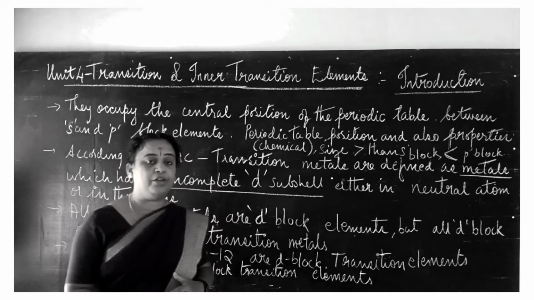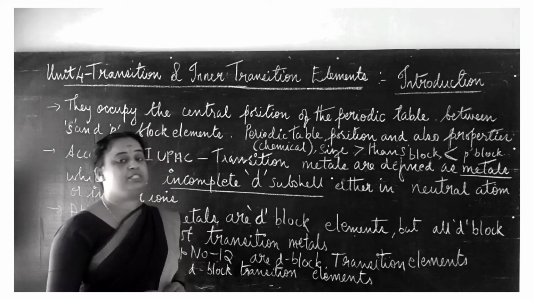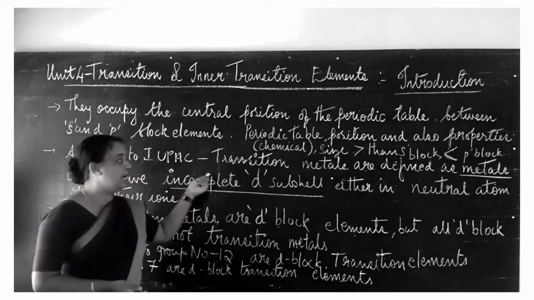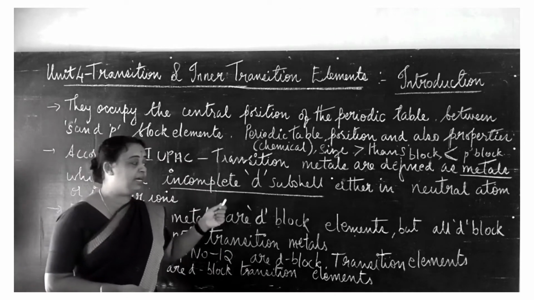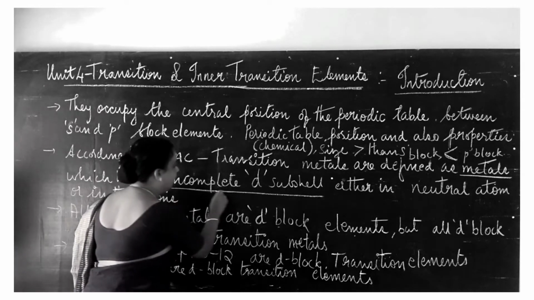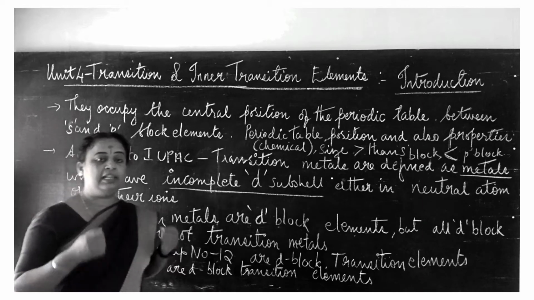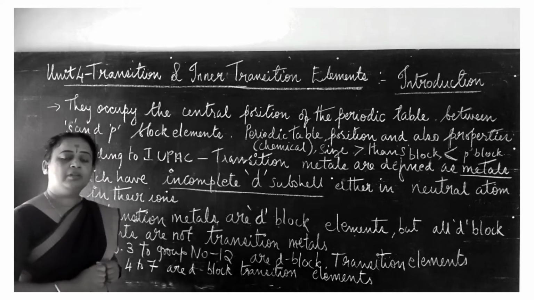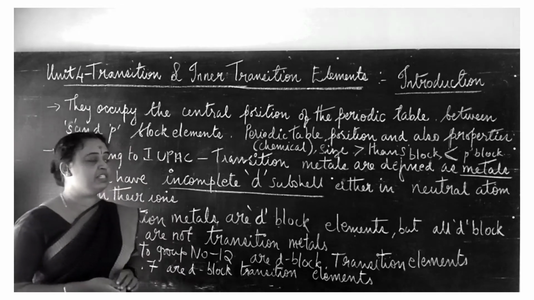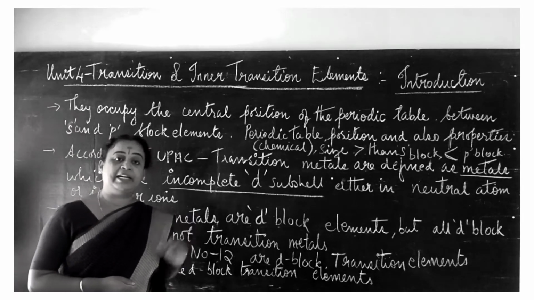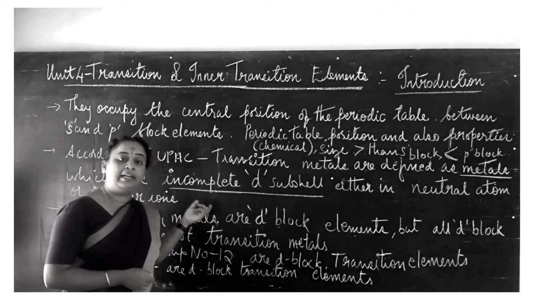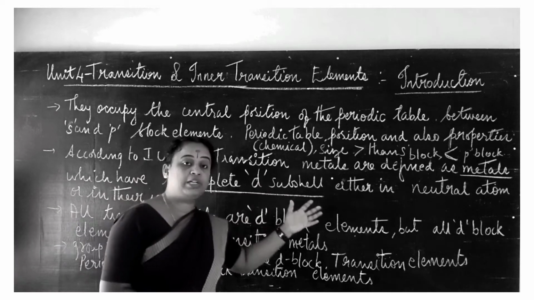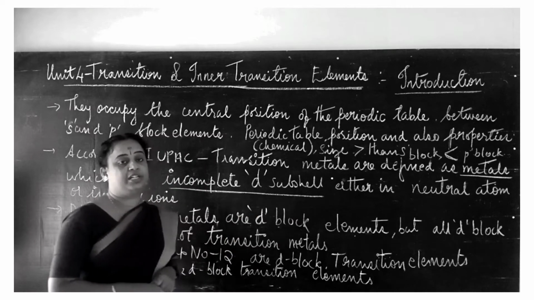According to IUPAC, there is a particular definition for these D block elements. So what is that definition? According to IUPAC, transition metals are defined as the metals which have an incomplete d subshell, either in the neutral atom or in the ionic state. That means the d subshells are incomplete either in their neutral atom state or in the ionic state.